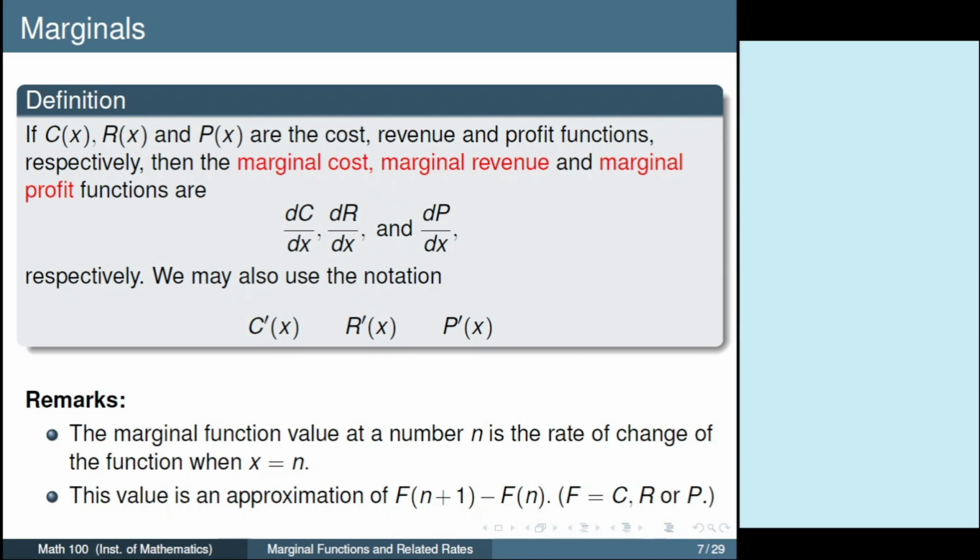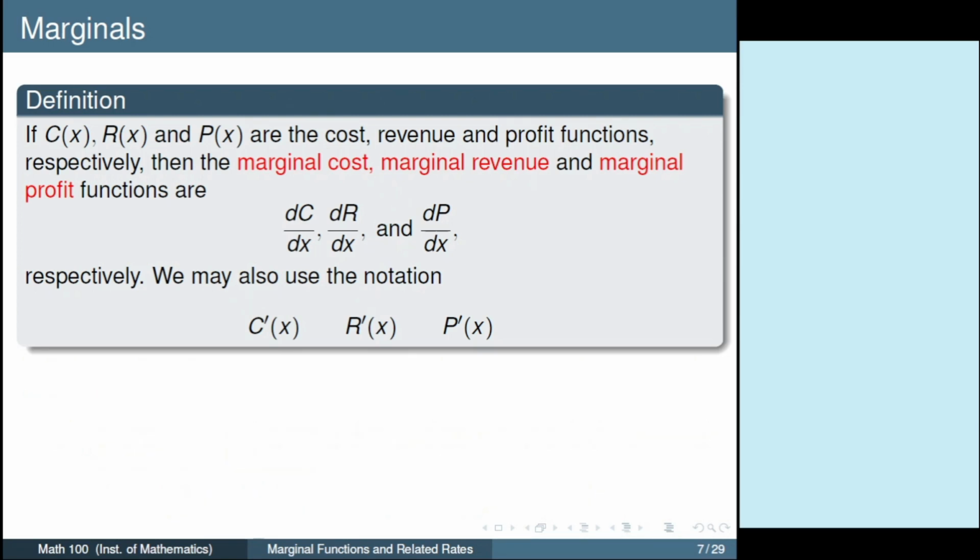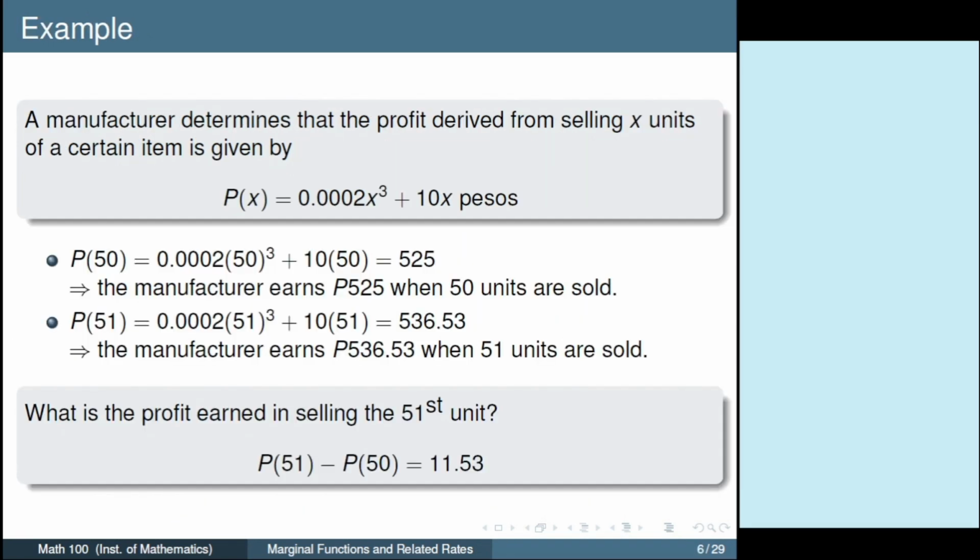So, kung babalikan natin yung problem natin earlier, balik tayo doon. Instead of solving the actual P of 51 minus P of 50, we can just get the marginal profit at x equals 50. So, that will be P prime of 50. That means you can get the additional profit in selling the 51st unit by just simply computing for P prime of 50. Okay?